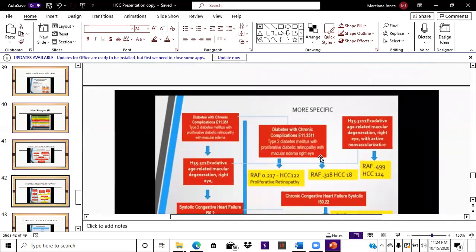See if I can make it bigger. Okay. So you see here we got E11.351, which is diabetes with chronic complication, type 2 with proliferative diabetic retinopathy, macular edema. So let's get more specific.